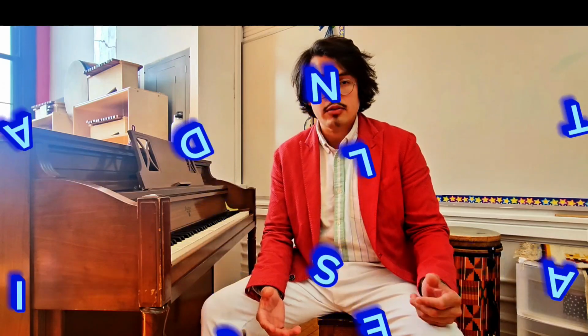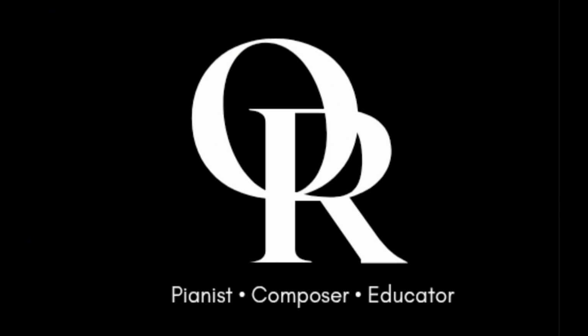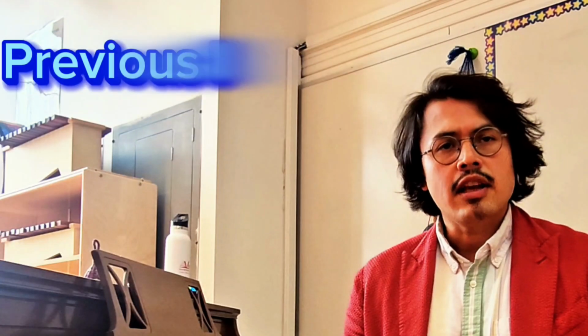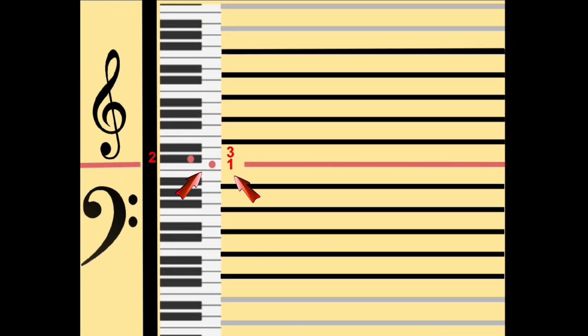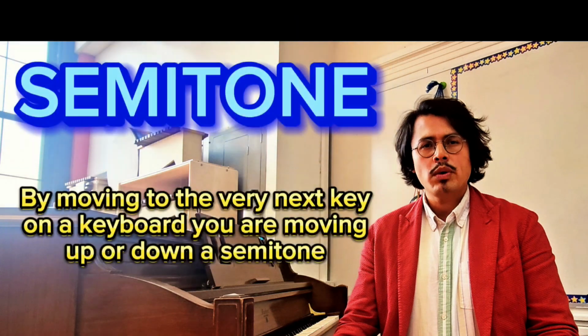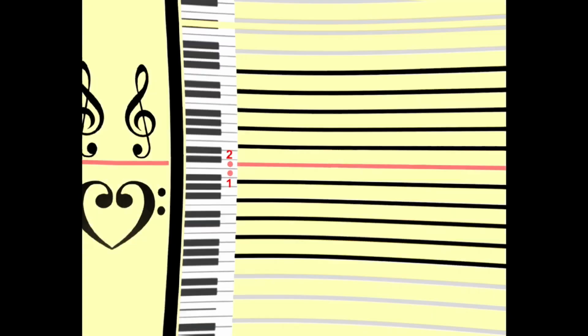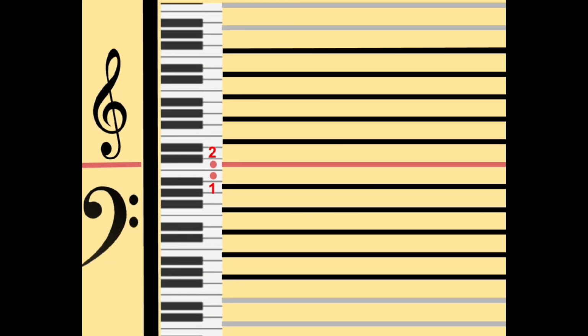Let's talk about accidentals. In our previous lesson, we learned that tone and semitone refers to the distance between two pitches. Key 1 to key 2 are a semitone from each other since they are right next to one another. A semitone is not always from a black key to a white key. In this example, they are still adjacent to one another by a semitone.